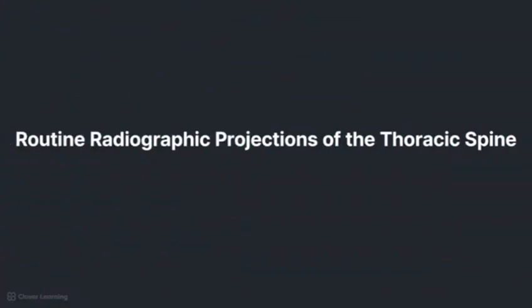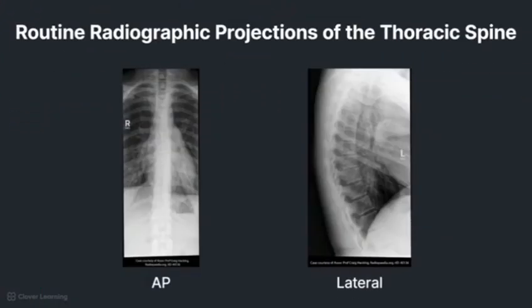In summary, the routine radiographic projections of the thoracic spine are AP and lateral. Obtaining clear, diagnostic quality images of the thoracic spine can help identify fractures and other pathologic conditions related to the thoracic spine and surrounding anatomy. Identifying and recognizing the relevant anatomy is the first step in ensuring the evaluation criteria are met.